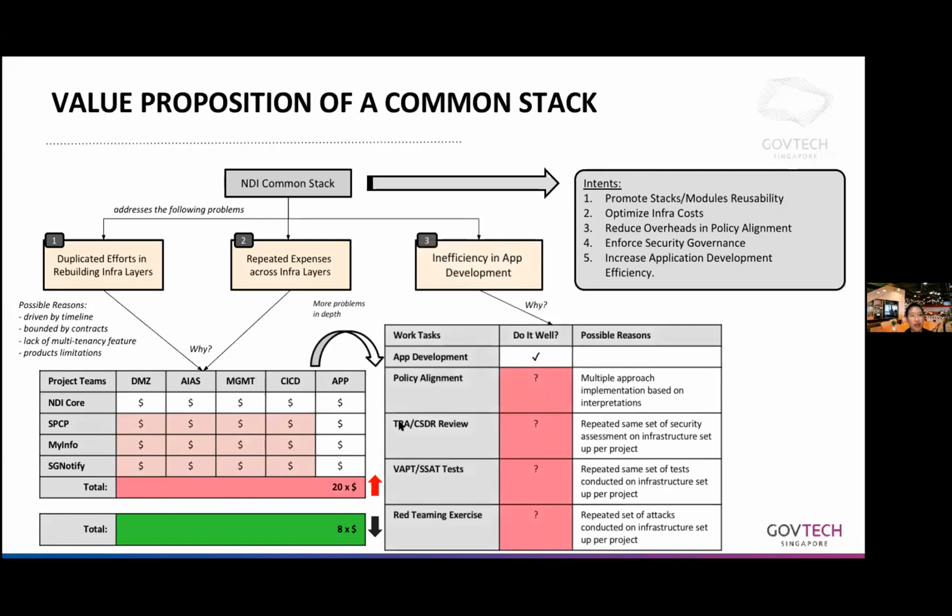And to bring everyone in depth into another problem, our app development won't be efficient either. Without a common stack, every project will have their own interpretation on how to align their own implementation to the policy. A repeated set of security assessments, like your threat risk assessment, your cybersecurity design review, your VAPT, red teaming exercise, on the infrastructure will be done again and again for each project. In time to come, it will just be a mess.